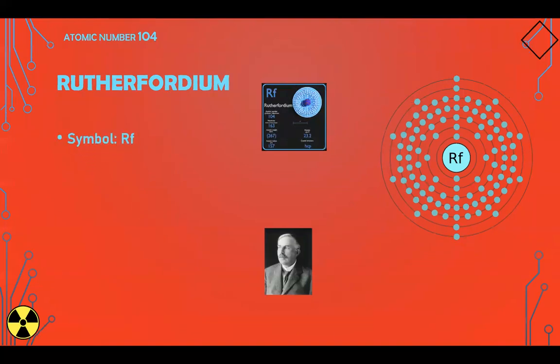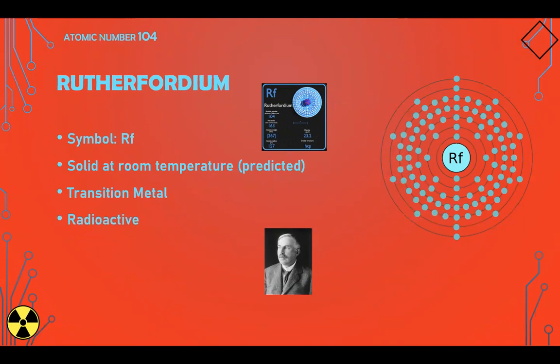Rutherfordium, with the symbol of Rf, coming in with a predicted phase of being a solid at room temperature. Rutherfordium is a transition metal, which means the actinide series has ended in the periodic table. Rutherfordium is radioactive. It is named after the famous physicist Ernest Rutherford, who conducted the famous gold foil experiment. We'll make a video about that later. Rutherfordium currently has no uses.